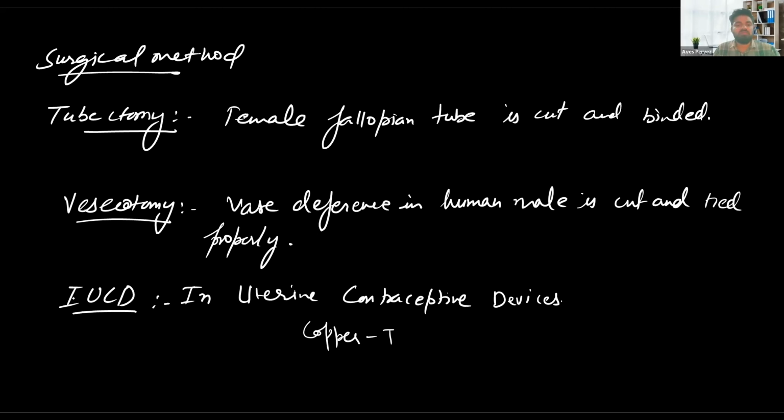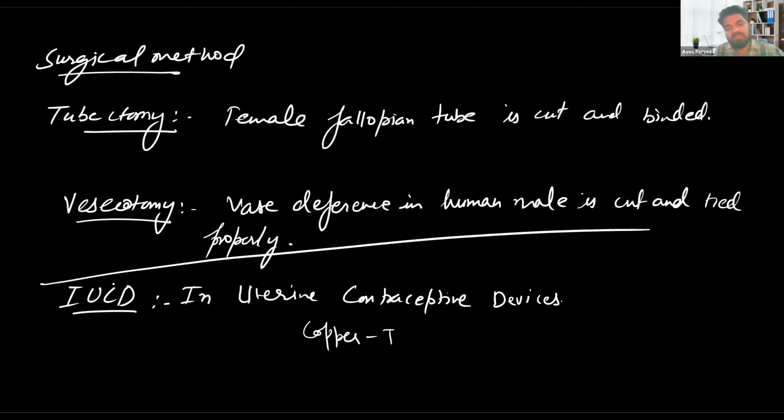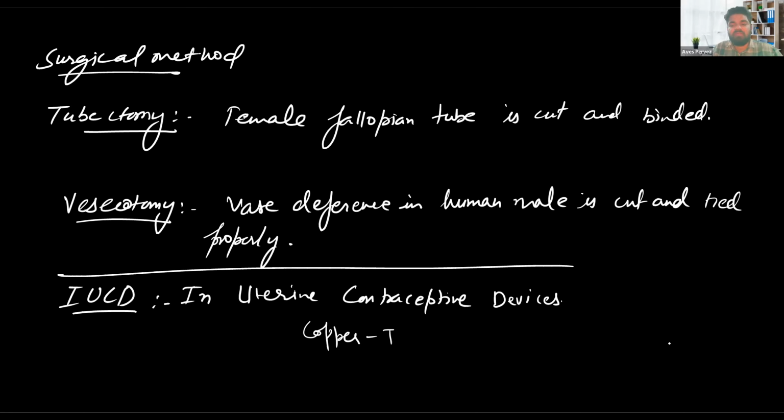The next one is IUCD, intrauterine contraceptive devices. Note it down. Intrauterine contraceptive devices. This is called copper T. This is another method, not a surgical method. It is a T-like structure that is inserted in the female. This is called copper T, and it decreases the motility of the sperm. The sperm is not able to move.